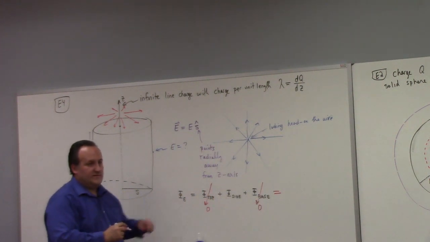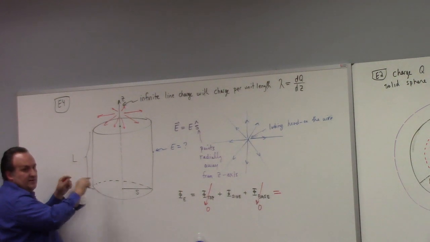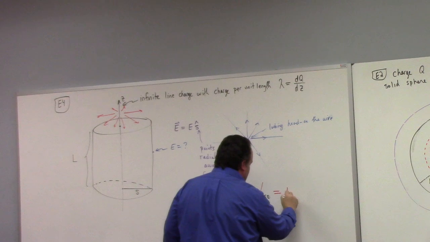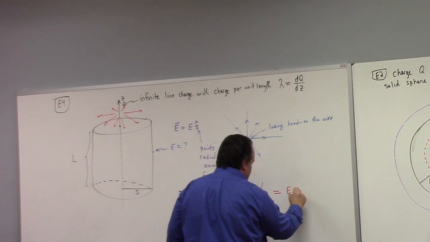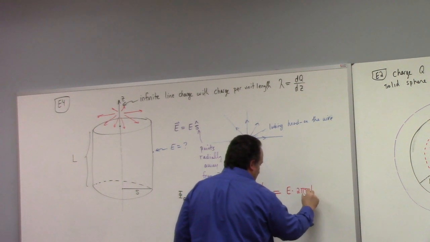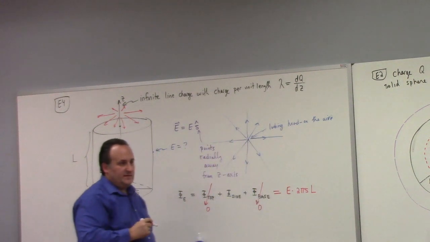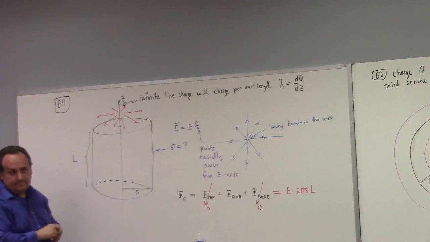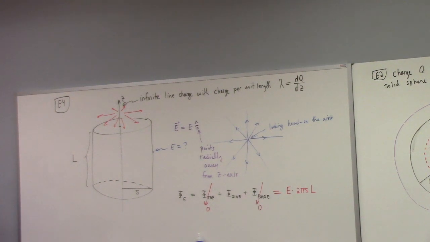And the flux through the side is the magnitude times the area of the side, right? So the magnitude we call E, and the area of the side is 2 pi s times L. That is the area of the cylinder if you lay it flat. Do we agree? Disagree? I hope you agree. Now we just have to figure out the charge enclosed divided by epsilon naught.